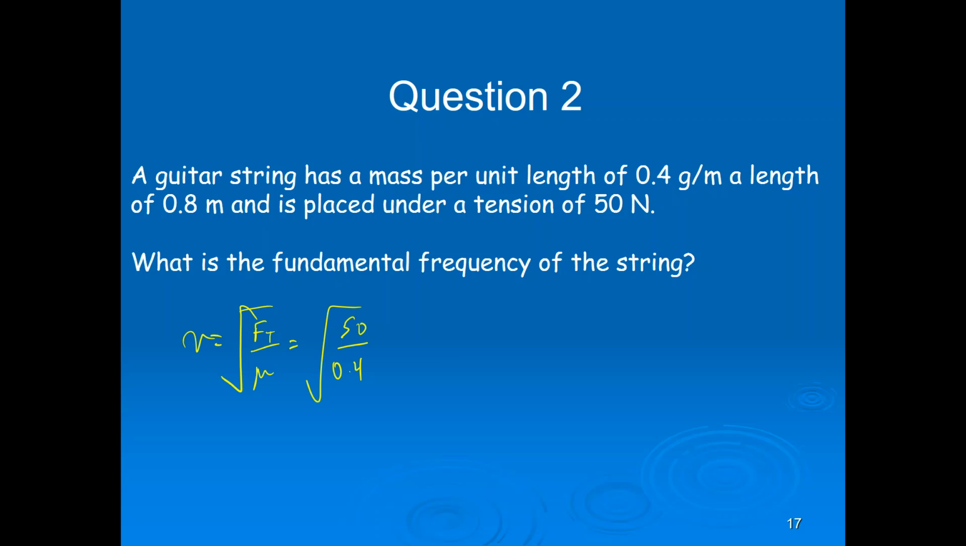You're absolutely right. Yep, it should be kilograms per meter. So let's convert that to kilograms per meter. If it's 0.4 grams, that's very light. 0.4 grams per meter doesn't sound right. Let's just change the units of this to kilograms per meter. That way we don't have to convert anything. Good catch, Shani.